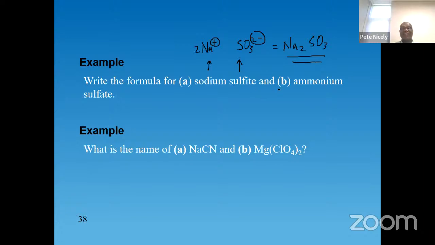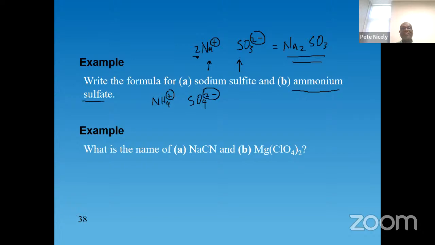Okay, now in the case of B, this is a bit different because here we're dealing with writing down the formula for ammonium sulfate. If you consult the tables, you see that the formula for the ammonium ion is NH4+, and the formula for the sulfate ion is SO4 2-. Now, again, we have an imbalance of the charges. We have a +1 charge here and a -2 charge here. So how do we balance the charges?